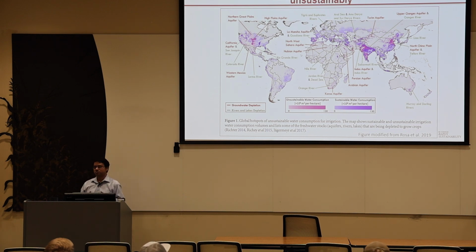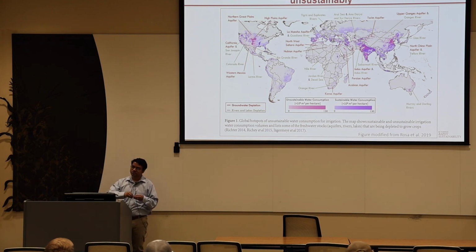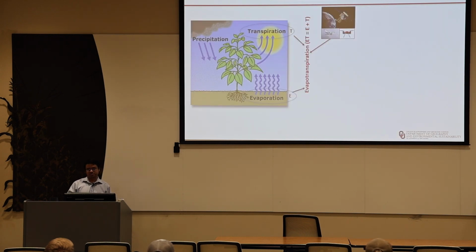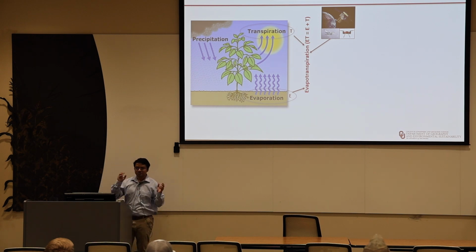So to know how much water is needed by the crop, we need to know how much water is actually being used by the crop. So that's what my research looks at. In our research, my lab looks at the remote sensing of crop water use, or evapotranspiration.